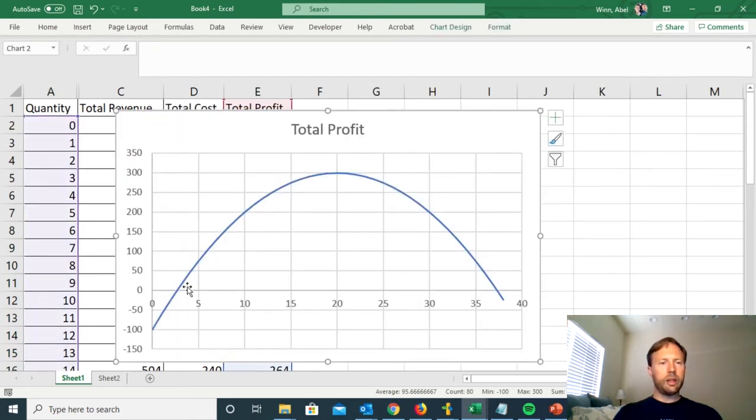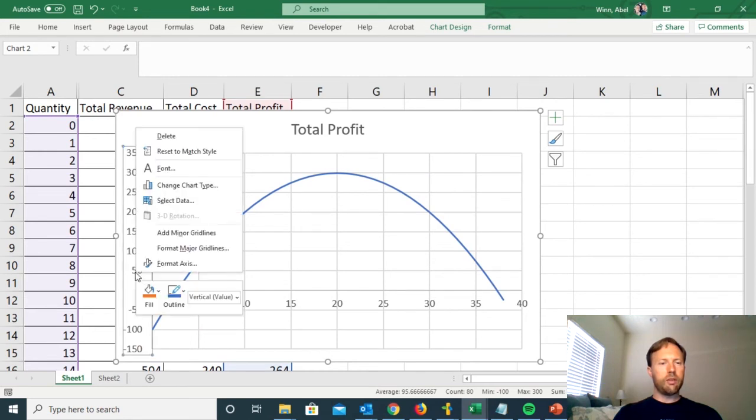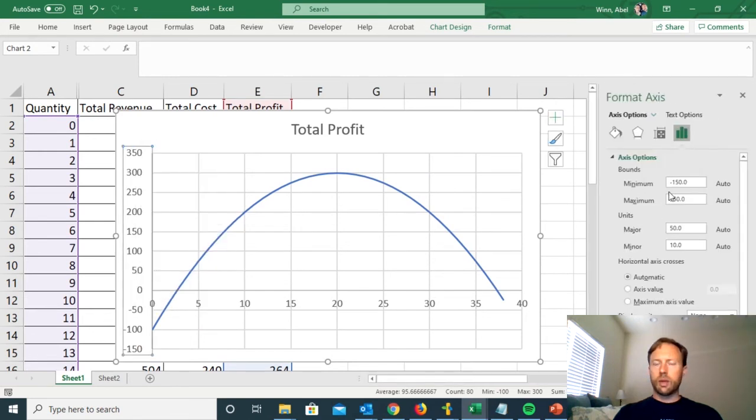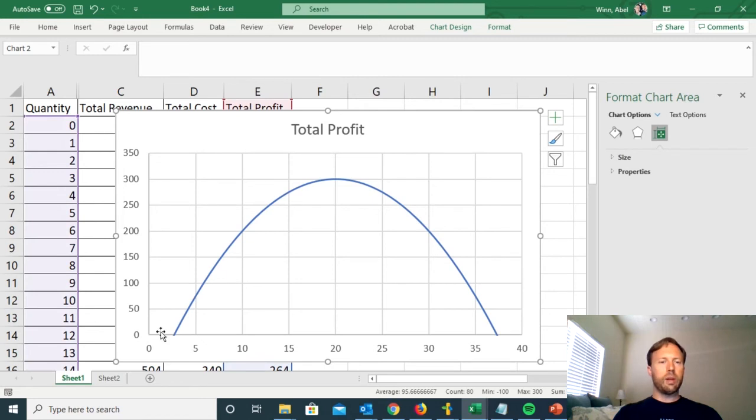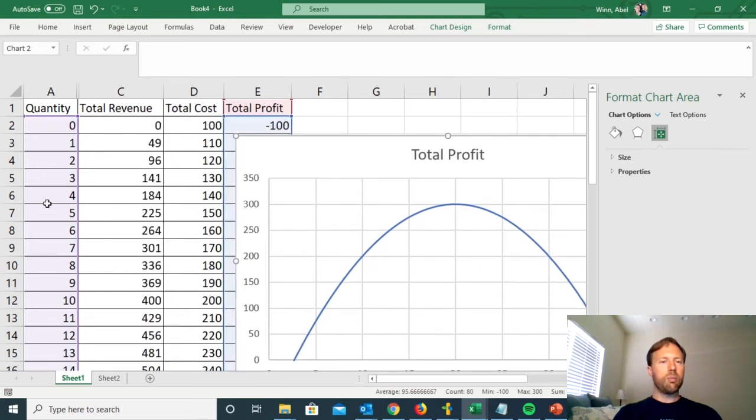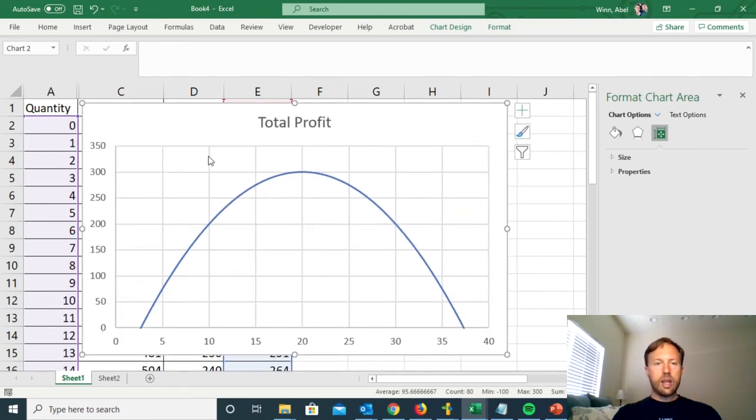I'm going to clean this up a little bit because I don't want to look at cases with negative profit. So we'll format that axis there and cut off at 0. There we go. And this is more or less what you saw in the answer key. Okay, this is just plotting for every quantity that you could produce, what is the total profit that you get at that quantity? And you can see that this curve maxes out here at $300, and that is at producing 20 units.